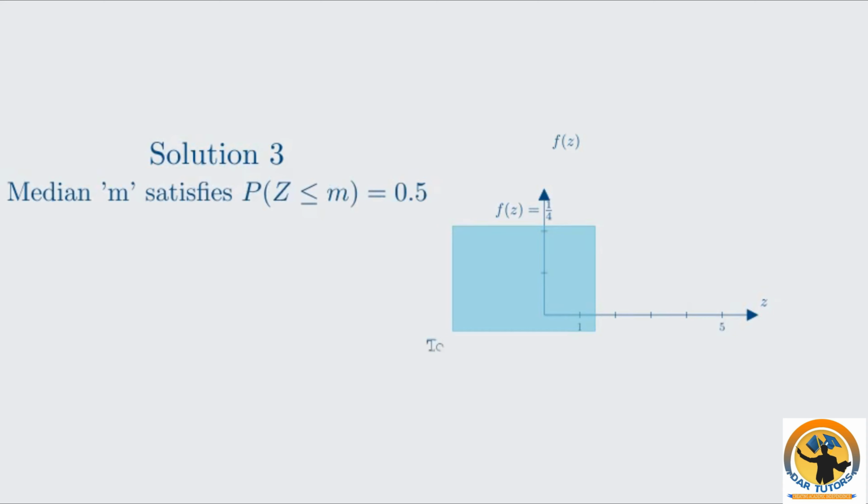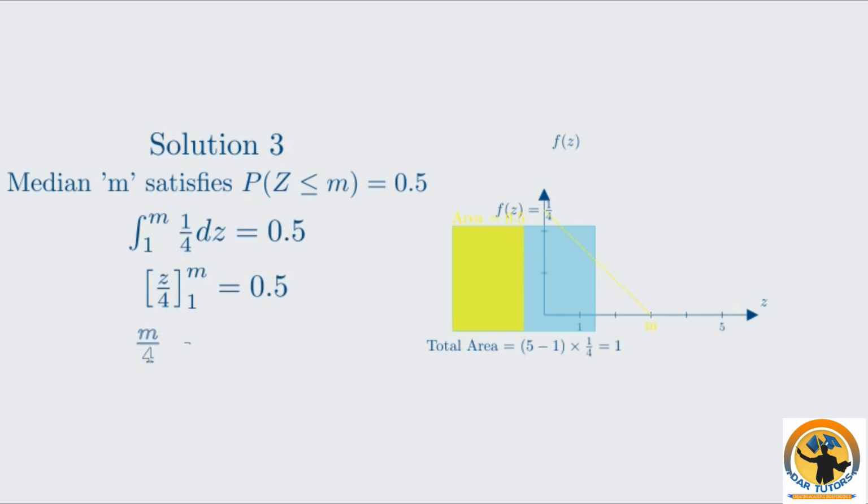The median m is the value that splits the total area in half. The total area is the width of the rectangle, 5 minus 1, times the height, 1/4, which is 1. The median is the value such that the area from 1 to m is 0.5. So we set the integral of our PDF 1/4 from 1 to m equal to 0.5. The antiderivative of 1/4 is z over 4. Evaluating this from 1 to m gives m/4 minus 1/4. We set this equal to 0.5.